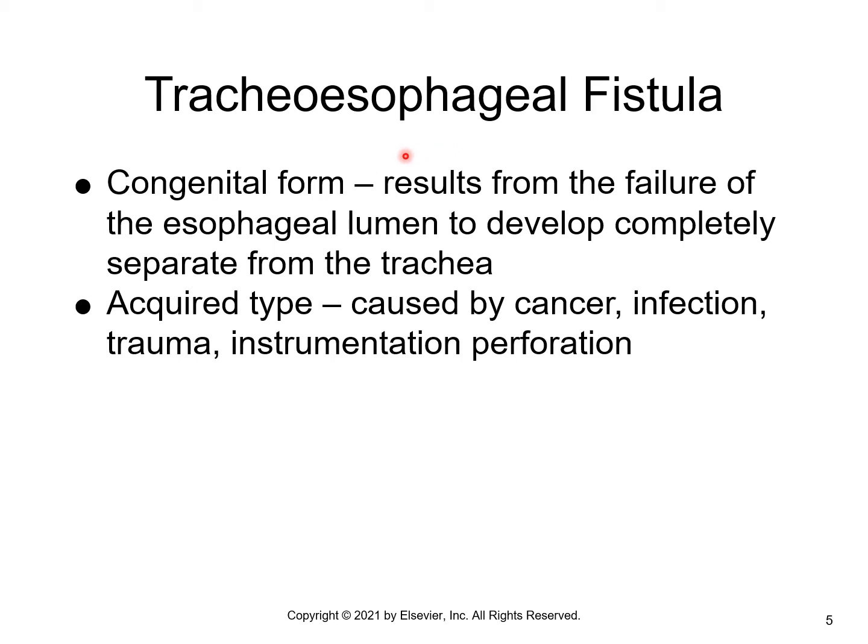Now, there's multiple different types. Most of our tracheoesophageal fistulas are going to be the congenital form, or something that you're born with. These congenital forms usually are a result from failure of the esophageal lumen to develop completely and separately from the trachea. The second type is an acquired type, and this is less common, but it's usually caused by some sort of erosion of the esophagus into the trachea. So things like cancer, infection, trauma, and inappropriate instrumentation can cause that perforation and create a tracheoesophageal fistula.